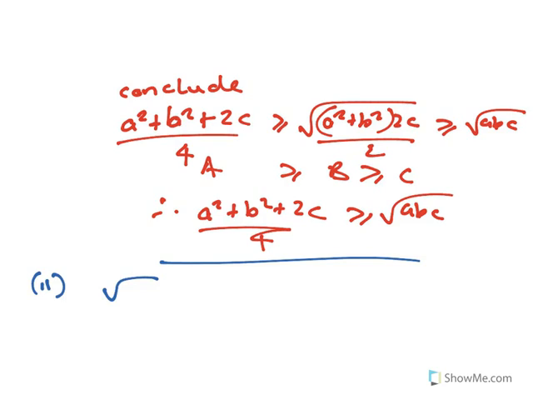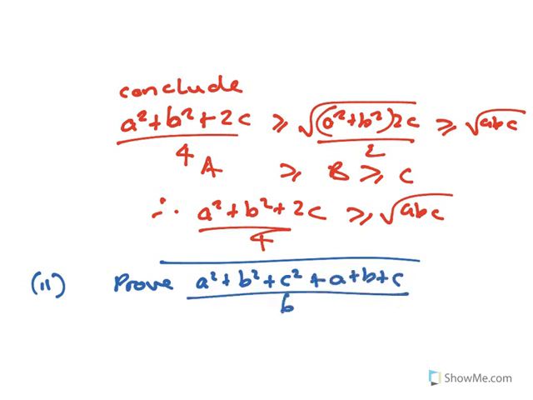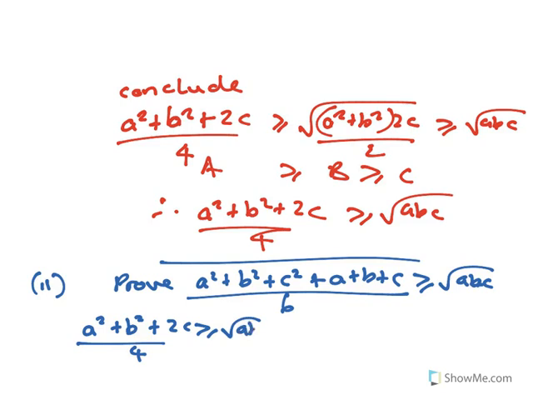Okay, so we're now going to look at the second one. With the second one, I'm just going to flip it around. We want to prove A squared plus B squared plus C squared, plus A plus B plus C, all over 6 is greater than or equal to root ABC. Okay, so we know that A squared plus B squared plus 2C on 4 is greater than or equal to root ABC.